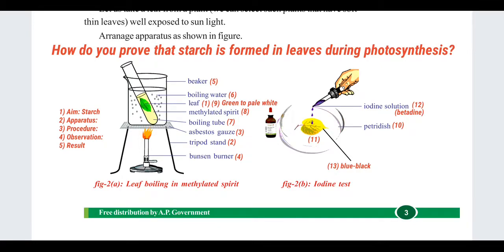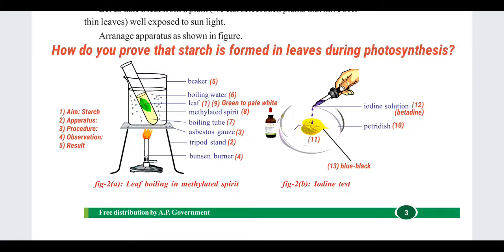So, one more question in biology. How do you prove that starch is formed in leaves during photosynthesis? Reading the question two, three times, you read the question and try to understand what is asked in the question.